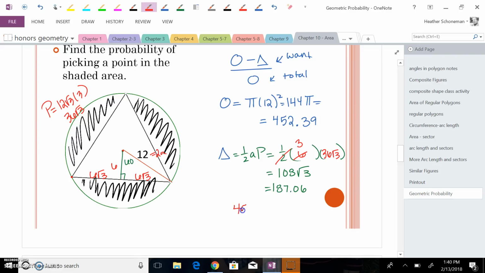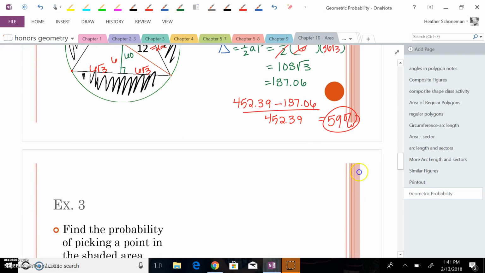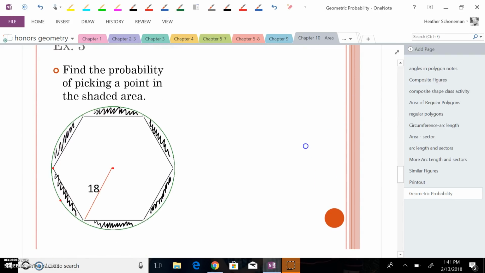So circle, 452.39, minus triangle, 187.06, divided by circle. Okay, so I have 452.39 minus 187.06. Hit equals, then divide by 452.39, and to the nearest hundredth, 59% of this picture is shaded. That means if I pick a random point, there's a 59% chance that I'm picking a point in the shaded area. Okay, let's look at number 3.